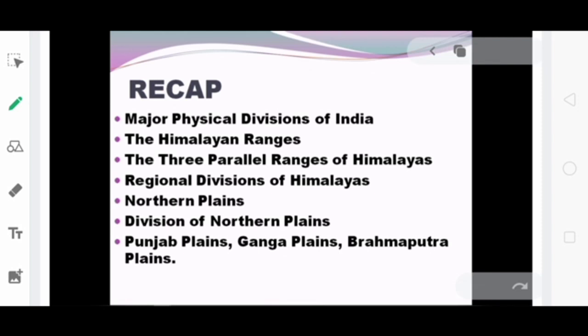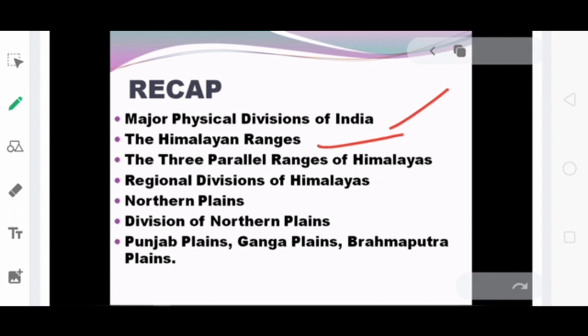In part 1 we were discussing the major physical divisions of India: the Himalayan mountains, the northern plains, the Peninsular Plateau, the Indian desert, the western coastal plain and eastern coastal plains, the islands, the Western Ghats and Eastern Ghats. After discussing the major physical divisions of India, we started taking one physical feature at a time, and the first one we discussed was the Himalayan ranges. We discussed that the Himalayas are young fold mountains.